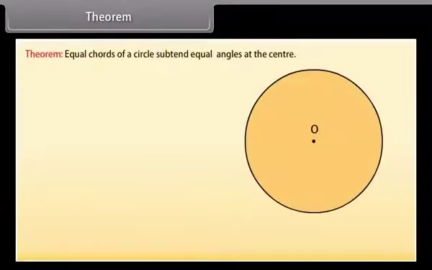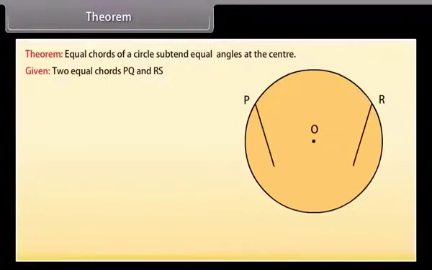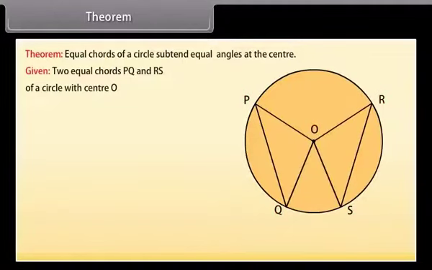Theorem. Let us prove this theorem. Given two equal chords PQ and RS of a circle with center O. To prove, angle POQ is equal to angle ROS.